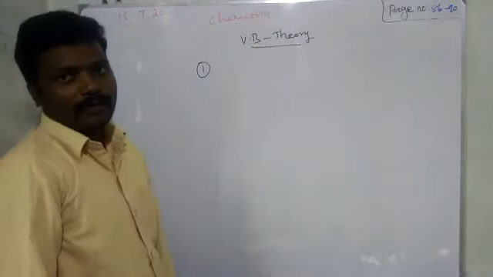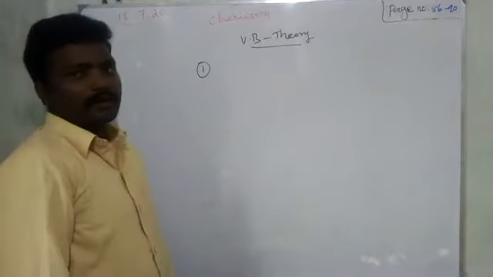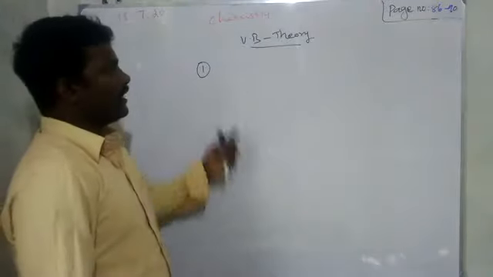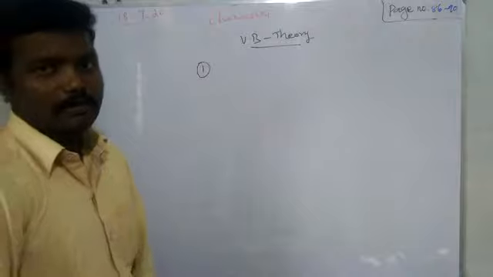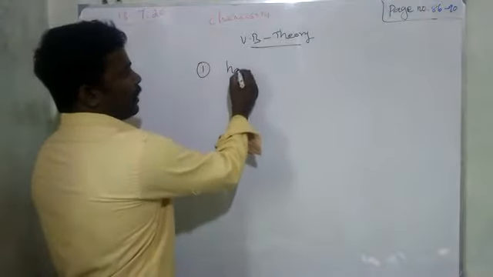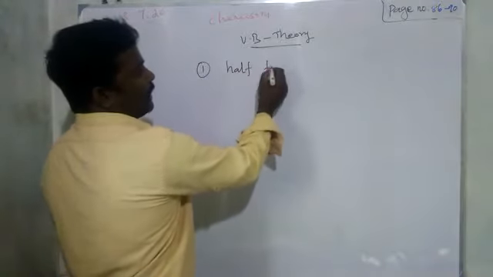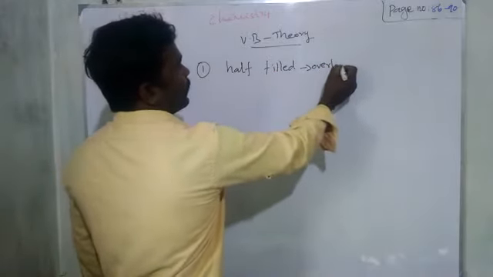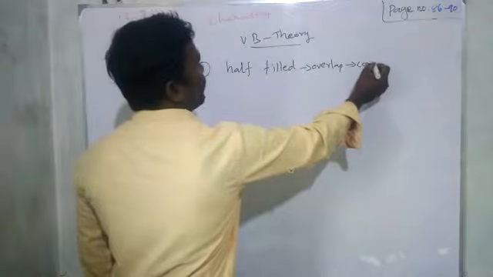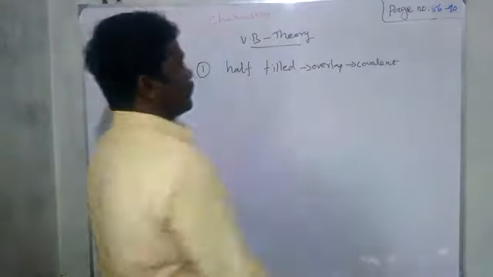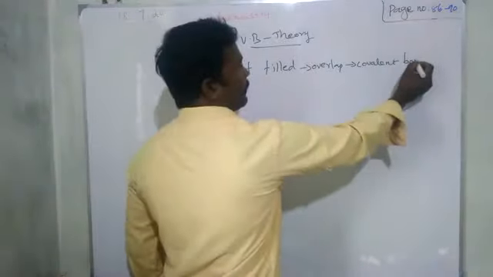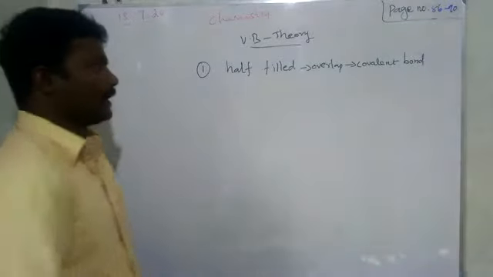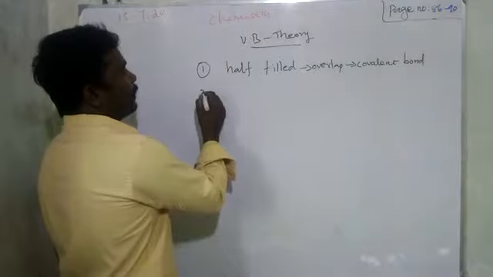First one, the electrons undergoing the combination, that overlapping, having half-filled orbitals. Okay, so half-filled orbitals only undergo overlap. So it will produce a covalent bond. Covalent bond, right? So half-filled orbitals undergoing the overlap produce a covalent bond.